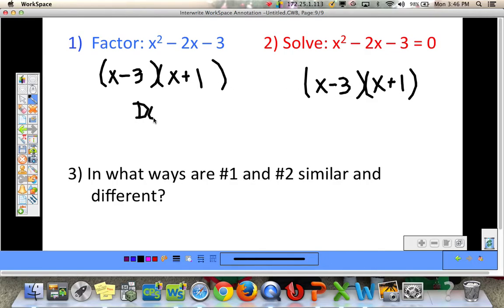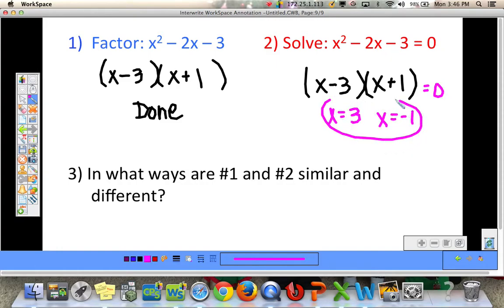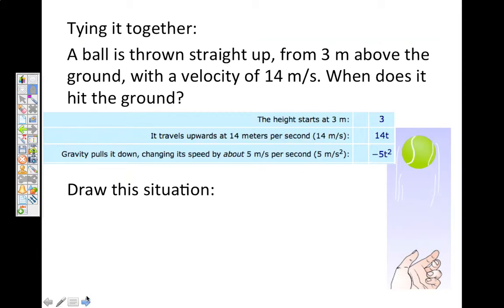But here you're done. This is factored. But here we have the equals 0. So we do have to solve, and there's two answers. So solving, you get answers, and factoring, you just have factored form. Let's tie it all together.